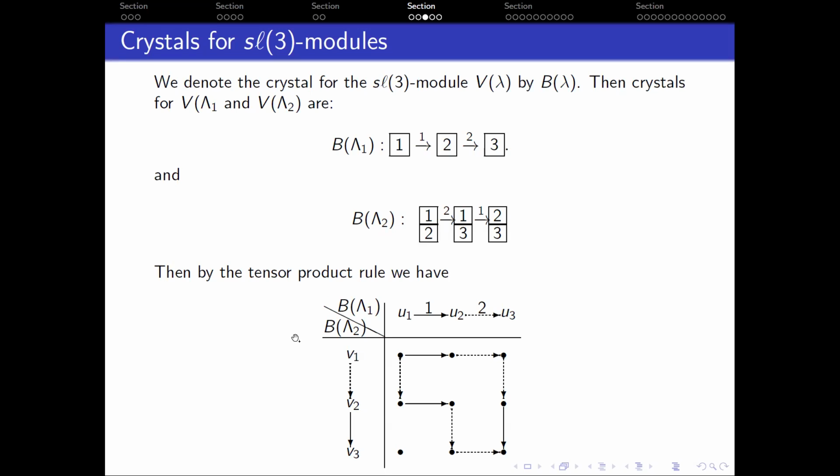Now, by the rule of tensor product, this is what I was trying to tell. It has a very nice combinatorial property. See, I put B lambda 1 up and B lambda 2 on the side. And then I have these 9 dots. These are the tensor products. And I draw the 1 arrow first. It is always left to right, top to bottom. So you see, I go left to right first. I always start from the leftmost.